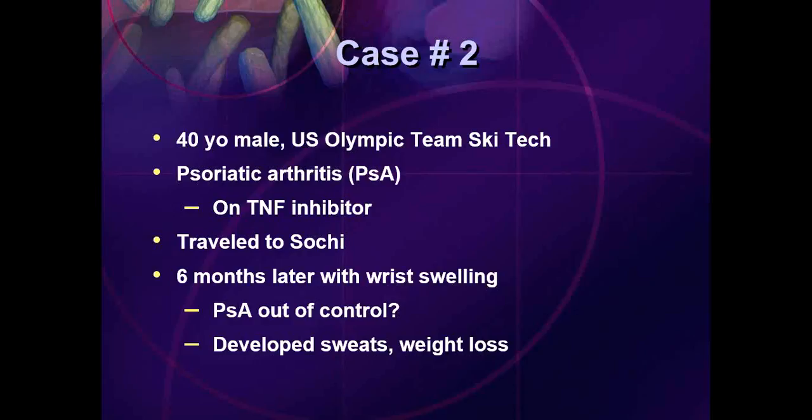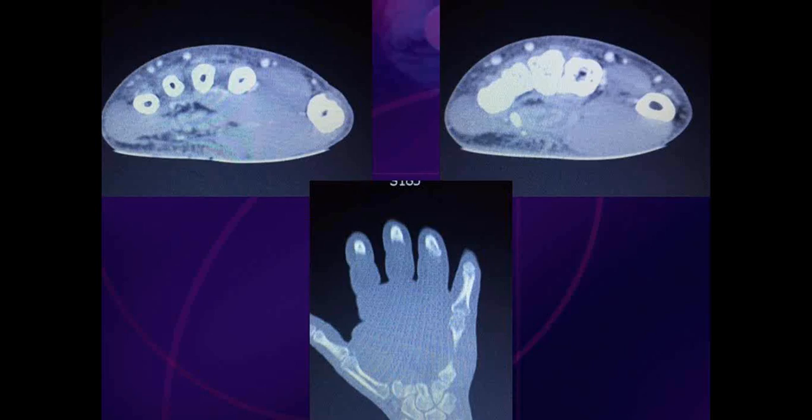So he had PsA, or psoriatic arthritis. He was on a TNF blocker. He went to Sochi to the Winter Olympics a couple years ago. He got home, and 6 months later his wrist was swelling. The thought was his psoriatic arthritis was out of control, but he was having night sweats and weight loss.